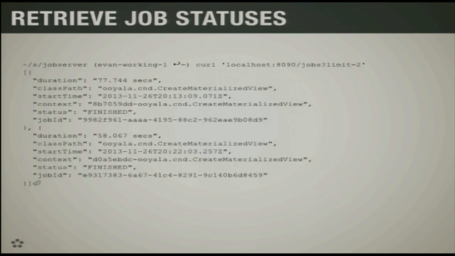Another example is just retrieving the job status. So this is something where I can say, give me the results of the last two jobs. It shows you how long they've been running, what kind of class they are, and other information like that.